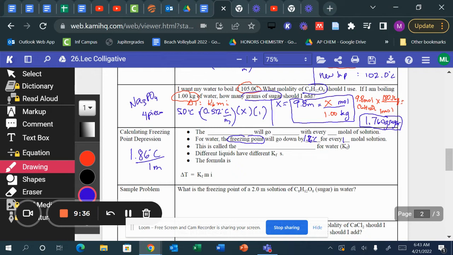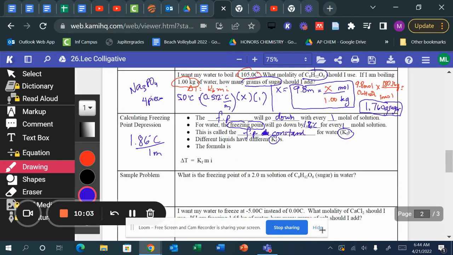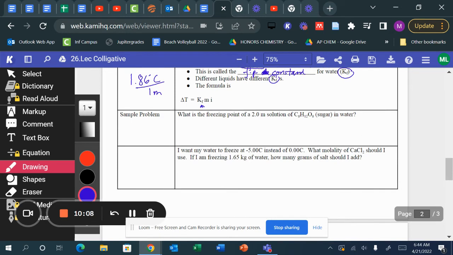Okay, again, this is only for water. That number can change. Okay, so the freezing point will go down its depression with every 1 molal. For water, the freezing point will go down by 1.86 for every 1 molal. This is called the freezing point depression constant, or the symbol is Kf. Different liquids have different Kf's. The formula is the same, but instead of b down here in the subscript, it's now f. Okay, try the next problem, please.